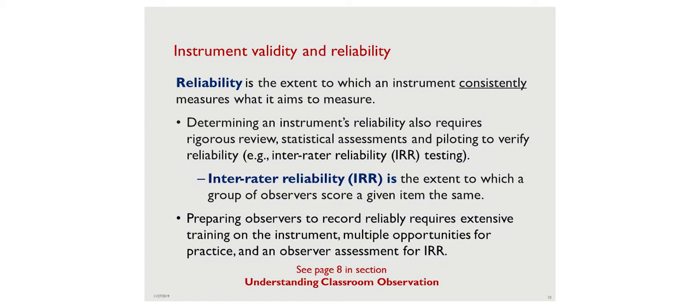While there are different types of reliability testing that can be done, the toolkit highlights the importance of inter-rater reliability testing on instruments. What I mean by inter-rater reliability, which we also refer to as IRR, is the degree or extent to which a group of observers scores a given item the same. So how consistent is the scoring between two observers when they're observing the same classroom?